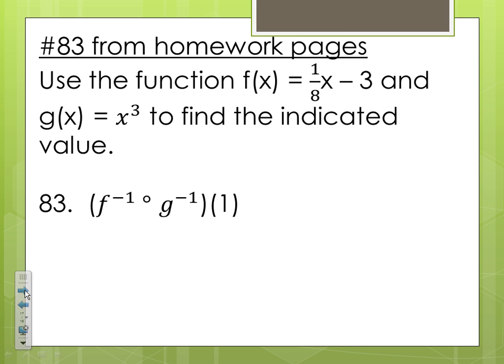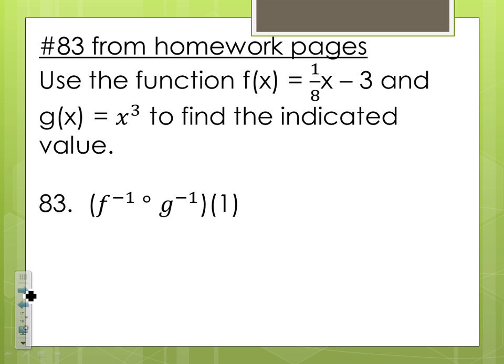Now, one of the assigned problems that I gave you is very similar to this one. So I'm pulling number 83 from the homework pages. I have assigned for you guys number 84. So I figured I'd go through one and it might help you out with your homework tonight. It says use the function f of x is equal to 1/8 x minus 3 and g of x is equal to x cubed to find the indicated value. Now notice we've got a composition going on here and we need two inverse functions. So let's first of all find our inverses.